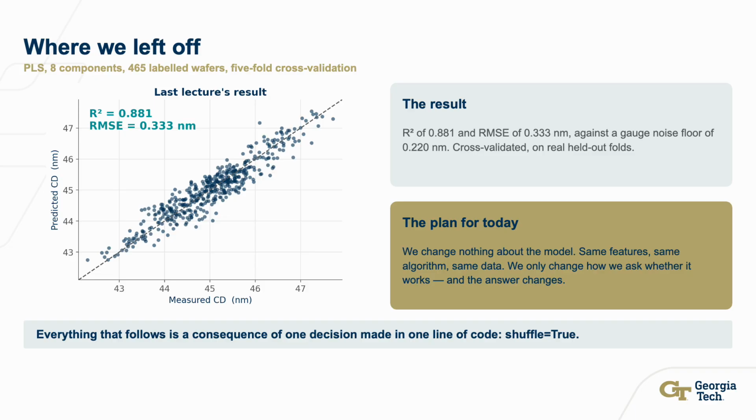report. Today the same model, same data, same features, the only thing that changes is the question. And everything that follows from one decision made in one line of code, shuffle equals true. This is the whole lecture, one keyword argument.